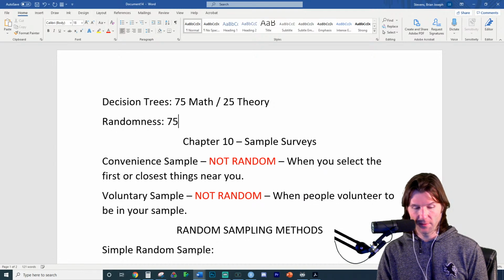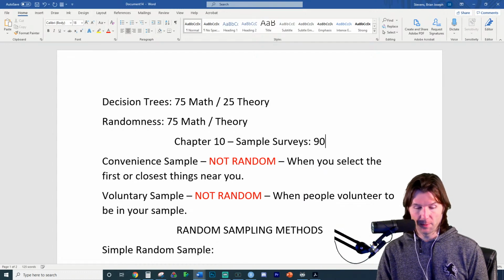Randomness is more like 75%. Oh yeah, that's correct. It's still this. And then now we get into the reverse split. This is like, I would say 90% theory. Or let's do it the same way we're doing it. I don't even want to make math questions with this.